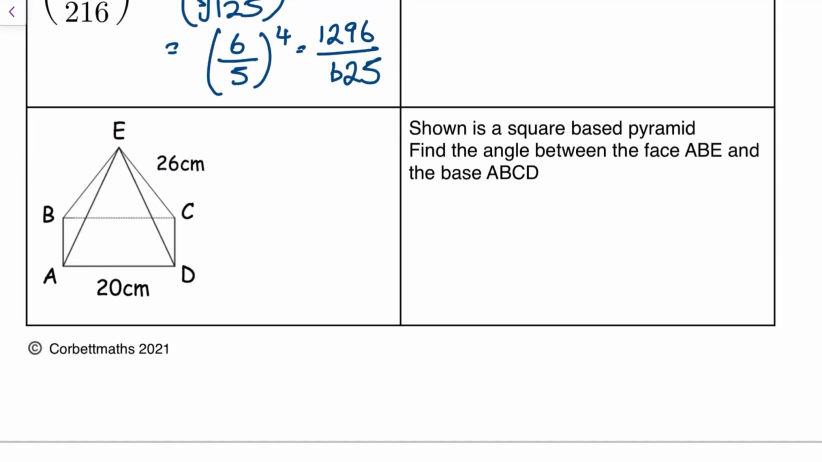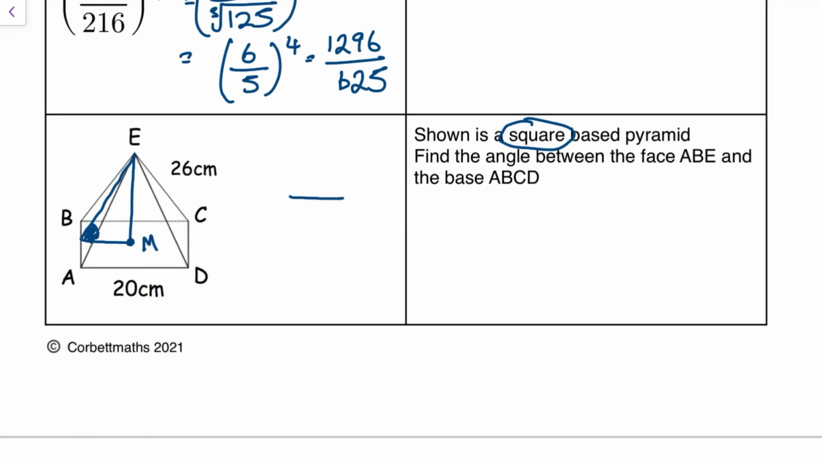So we have 3D trig. Shown is a square based pyramid. Find the angle between the face ABE and the base ABCD. So I need this angle here. So I need that angle there. Now in order to work that out, think about what I've got. So let's call this M. I've got a problem because I don't know one of the sides. I'm going to have to do something else instead, first of all.